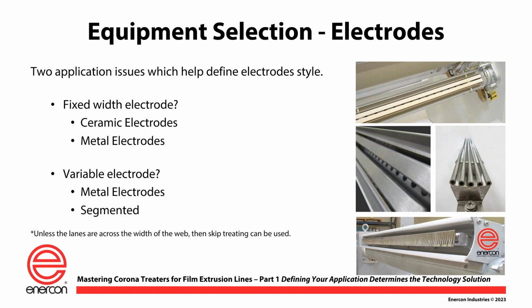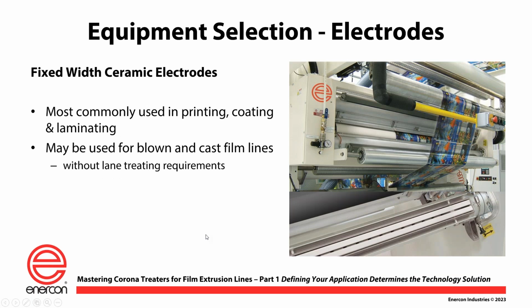So as we go through this example, you can see when you go to our next slide, Mark, the fixed width ceramic electrodes are typically used in converting applications. You don't see them used often in film extrusion. It's not that it doesn't work, or that it's not used because of some technical reason.